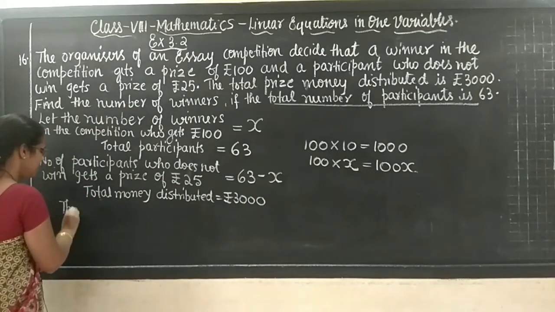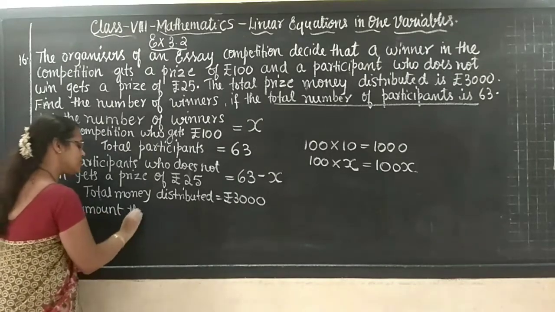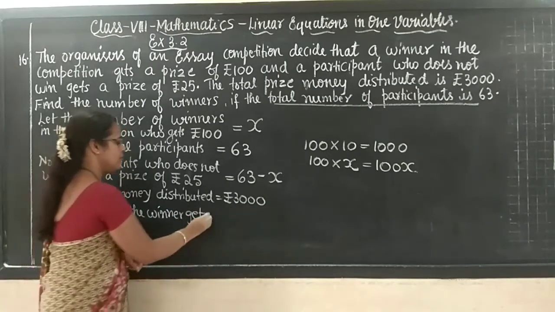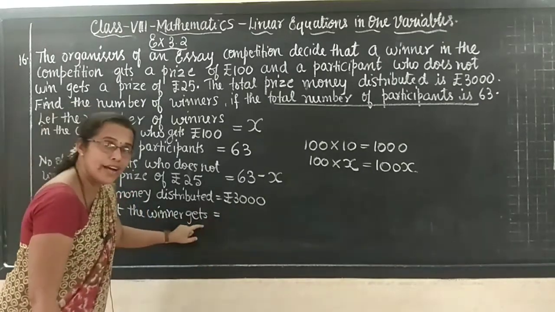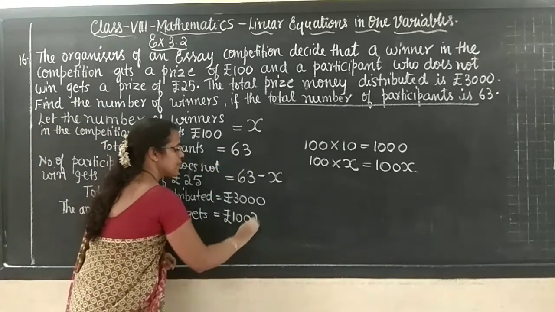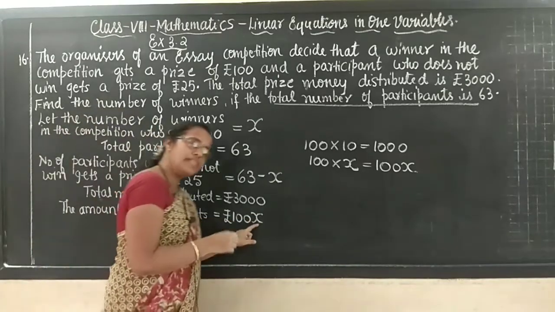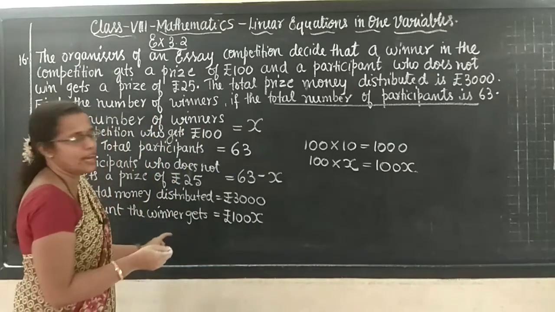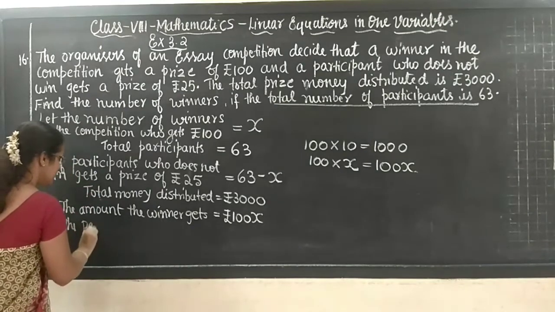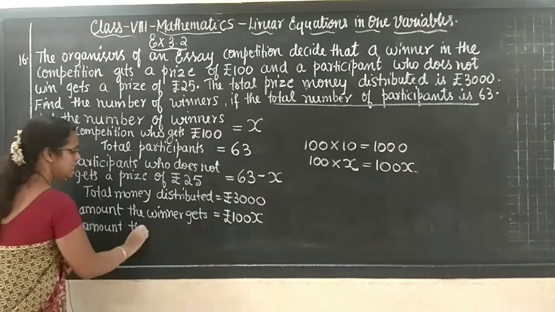So the amount the winner gets: 100 into 10 rupees, 1000. You are right. Here, X is there, since I don't know how many winners. So 100 into X. Then the amount the participant gets.